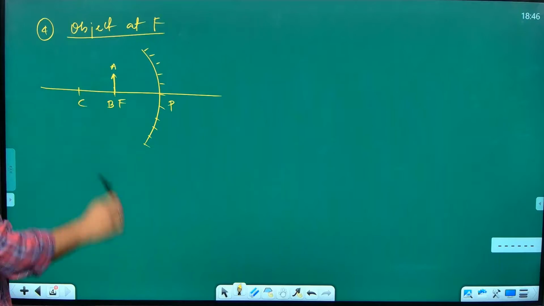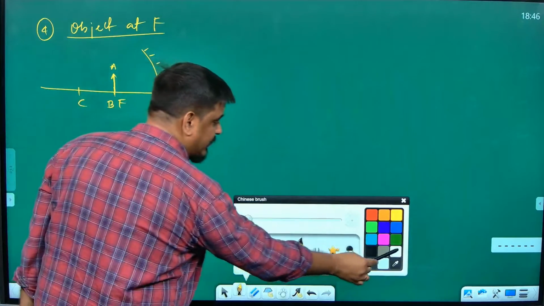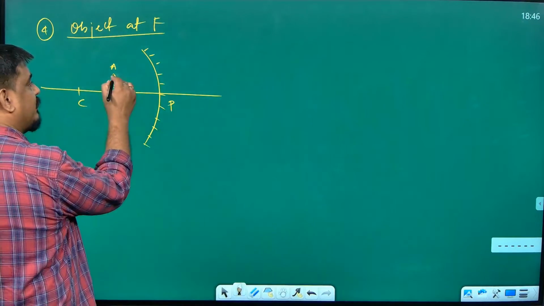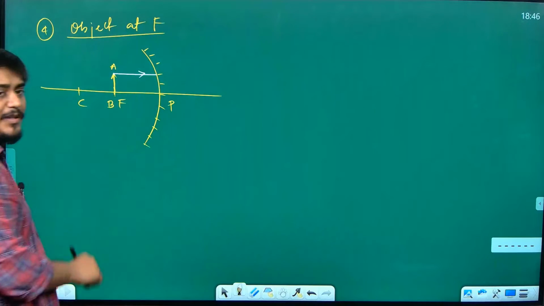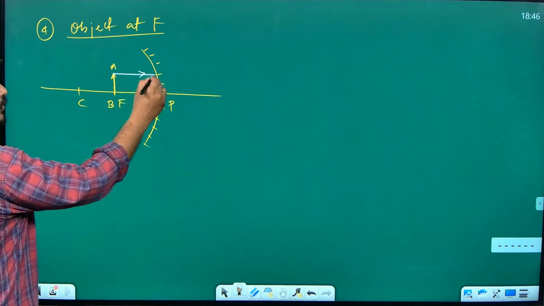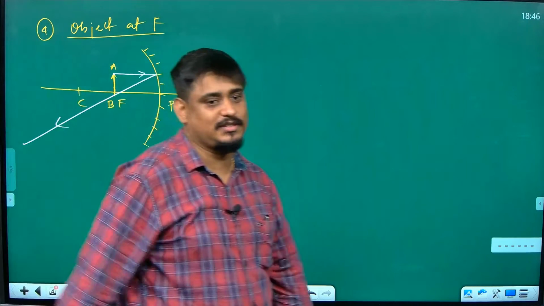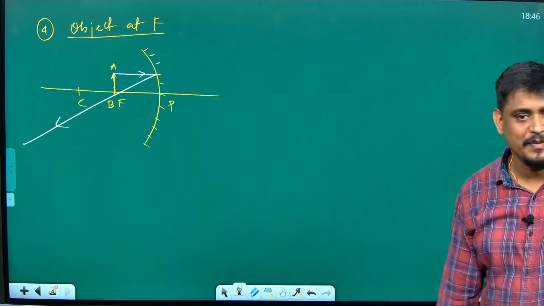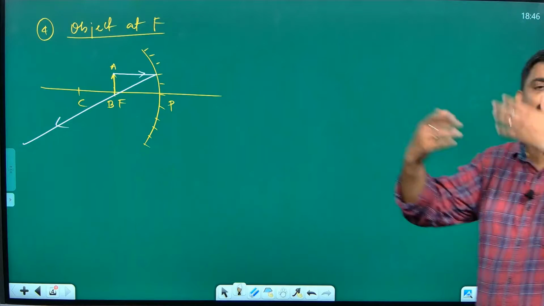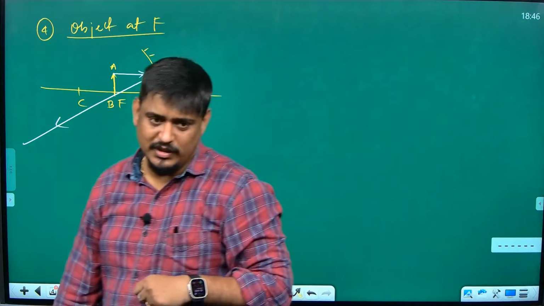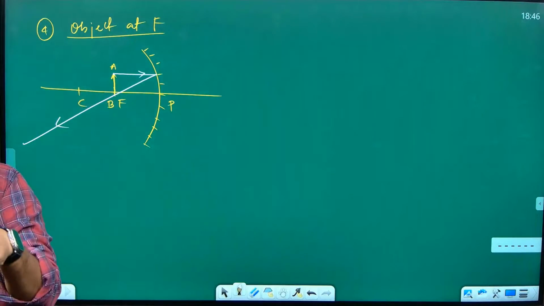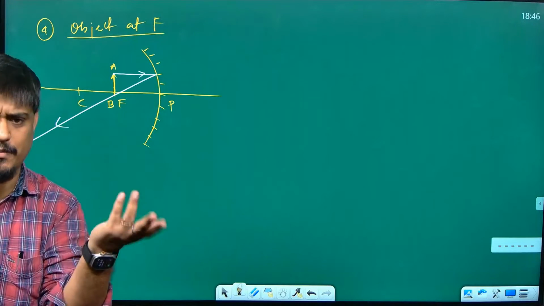Now see, this is a little confusing. Why am I saying confusing? Because you have to take the first ray passing parallel to the principal axis, and it will pass through where? Focus. Second ray, how will you pass it through focus? You cannot. So I can use the other two rules. I have two more rules, no? Either I can pass the ray through the pole or through the center of curvature, my wish.